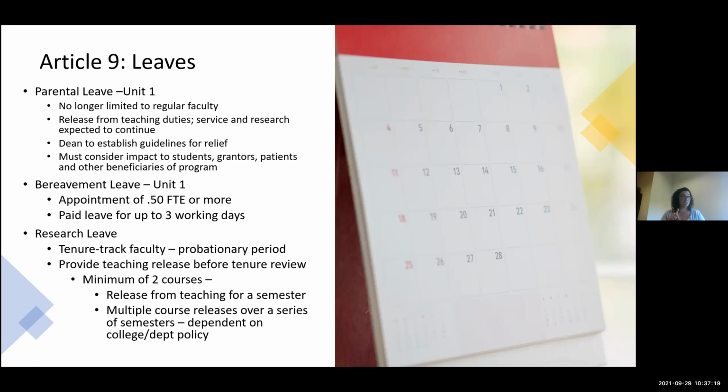One is parental leave. And this has already come up as an issue. Under the faculty handbook, parental leave is limited to regular contract staff of 50% FTE, I believe, or greater. Regular contract staff typically does not mean research faculty. Under the article, it just says bargaining unit members, which does include research faculty. So that is a change.